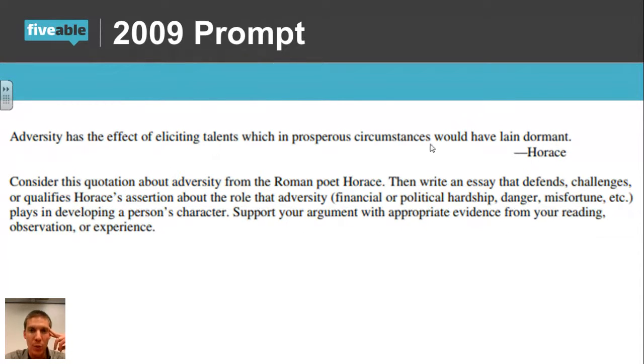Talents we're probably good with. Prosperous circumstances we're probably good with. Eliciting, we just have to use context clues. So adversity has the effect, and adversity is defined for us, of bringing out talents. So this is the opposite of dormant. This is our context clue. Of bringing out talents which in more prosperous circumstances would have never been used, lain dormant.